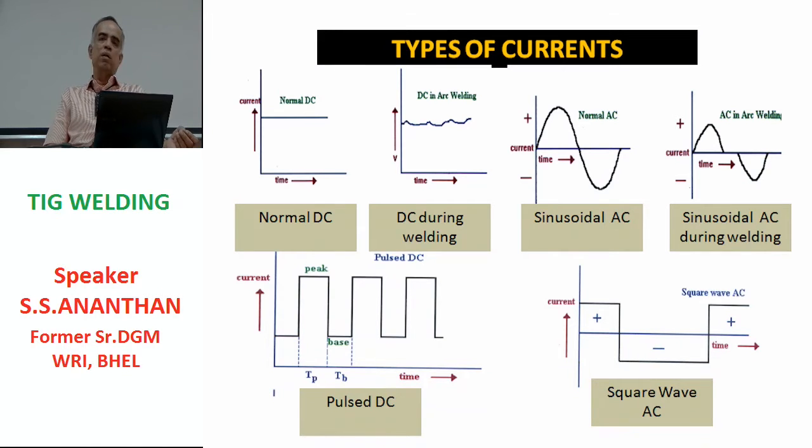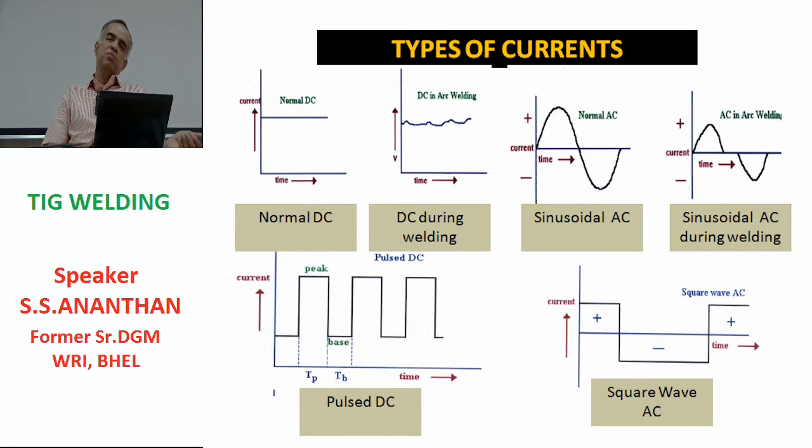This is due to the inherent nature of the welding itself, because we are using tungsten electrode on one side as one electrode and aluminum as the other part of the electrode, and these two have different thermionic emission capabilities, which induces this variation. Now this particular problem is eliminated by means of using a continuous high frequency unit during the welding of aluminum and magnesium.